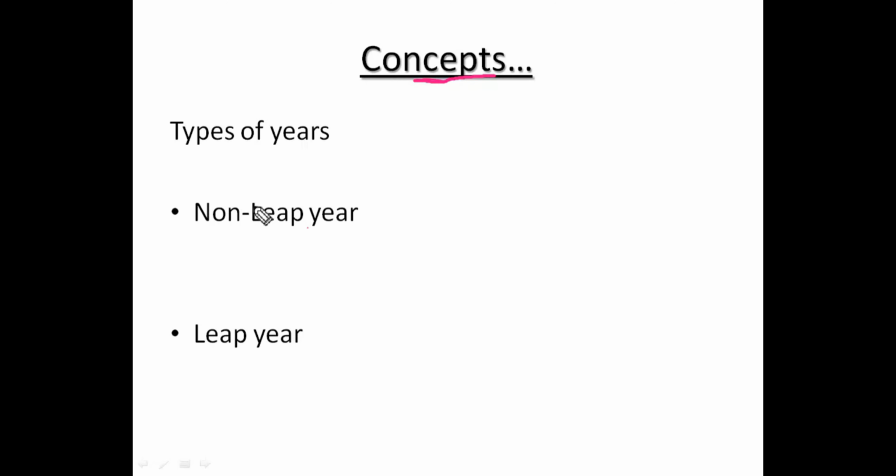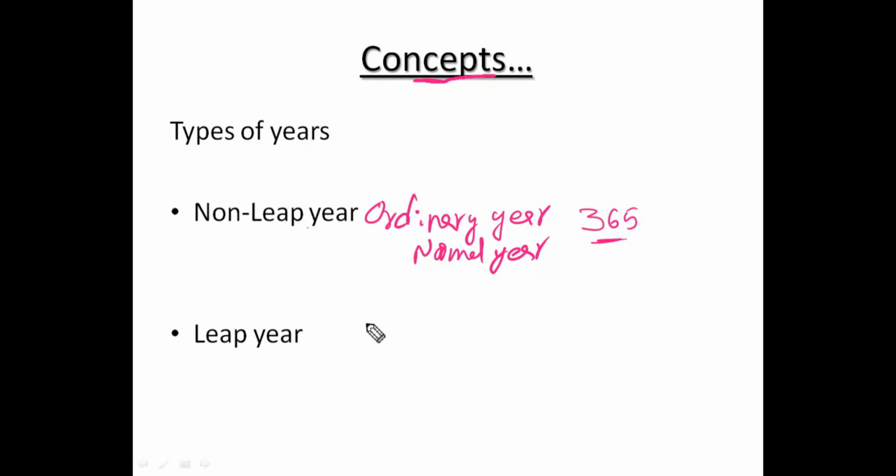Types of years. What are the types of years? Non-leap year and leap year. Now tell me, a non-leap year consists of how many days? A non-leap year is also called an ordinary year or normal year. A non-leap year consists of 365 days, whereas a leap year consists of 366 days.